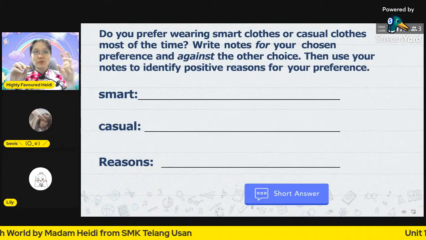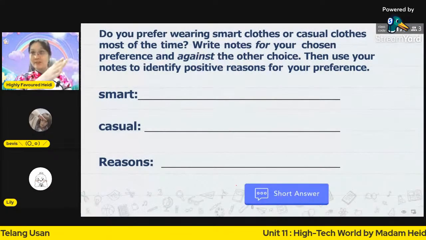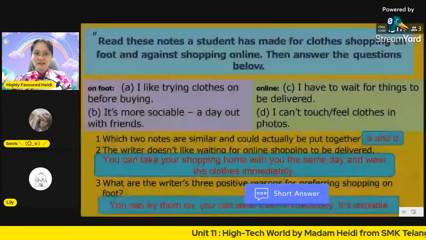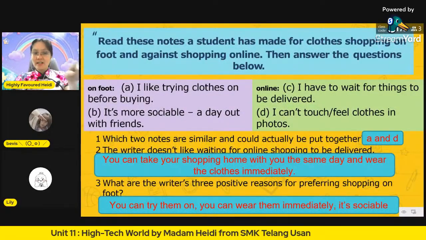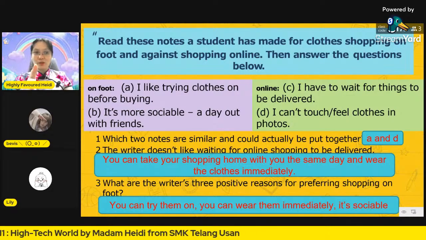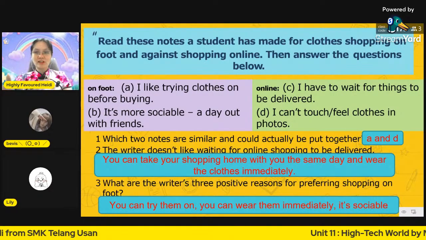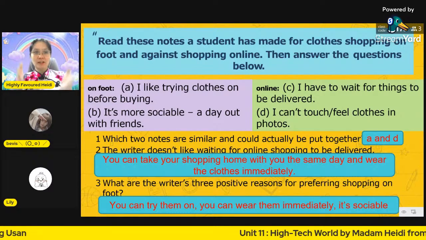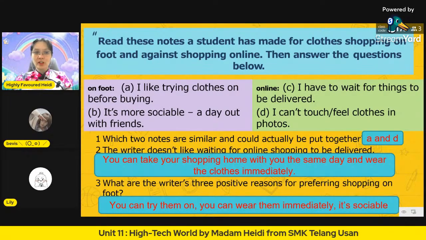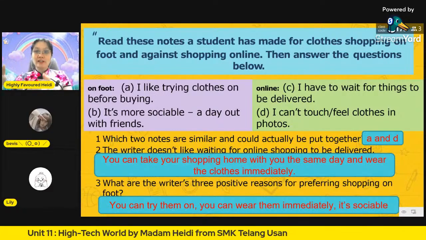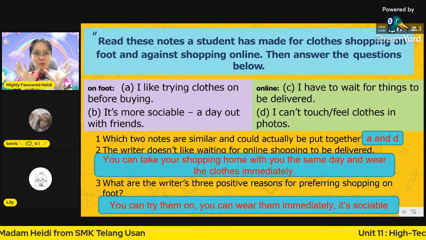So I want you to write sentences. I do not know which one you prefer. Definitely, like just now, you can see, like this one, A, B, C, D. You see A, after you read this one, you know this writer prefers on food. You know this writer is against online because he gives a lot of positive things about on food. I like trying the clothes, it's more sociable. And then online he says I have to wait for a long time, I can't touch the thing. So you are doing it like that.